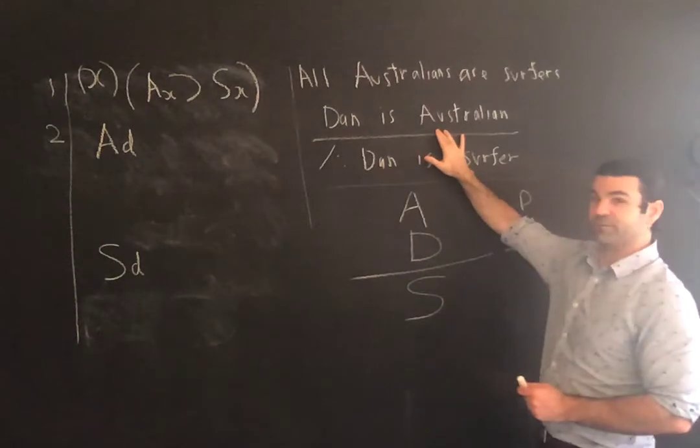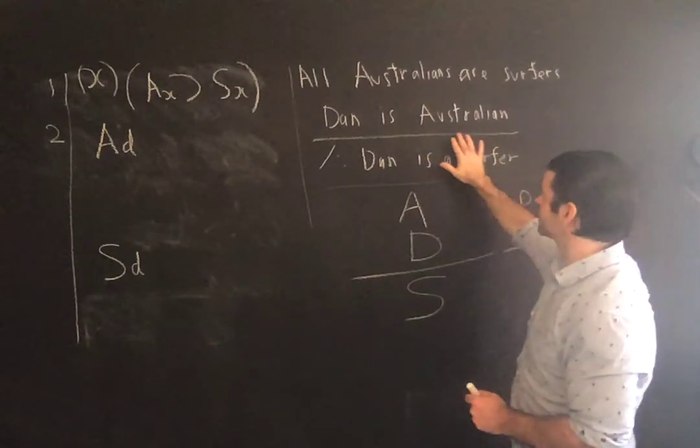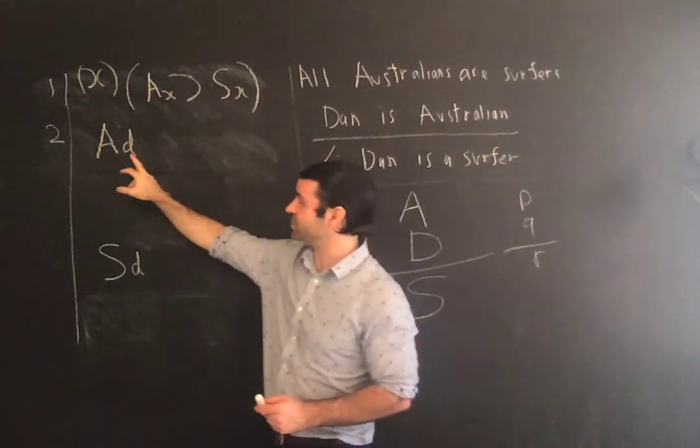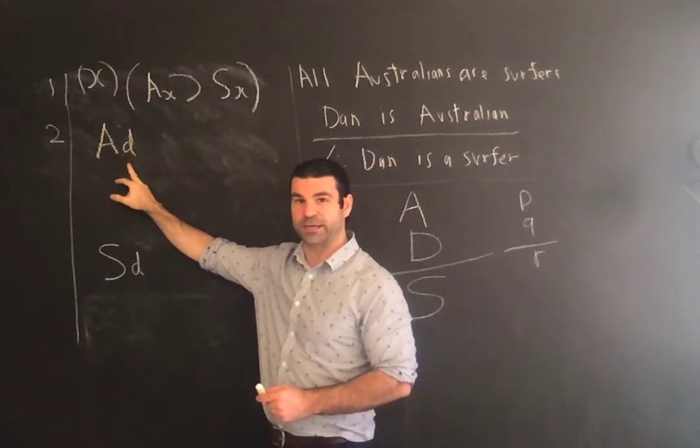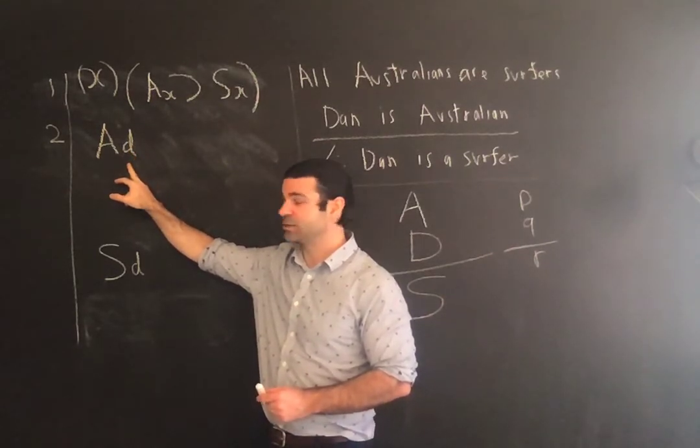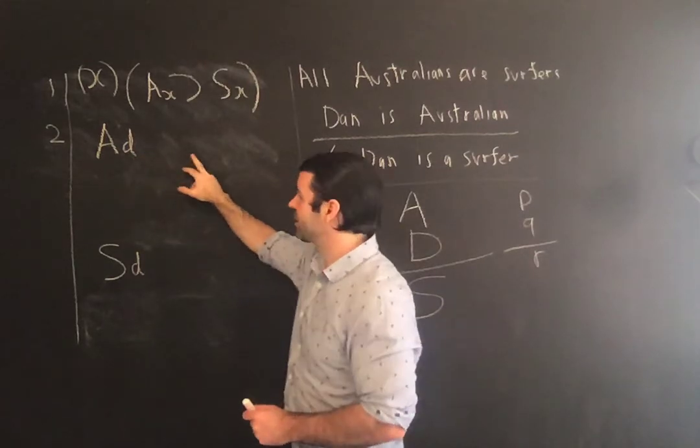So the analysis of Dan is Australian is going to be symbolized as so, A-D, okay? So this has certain elements, right?